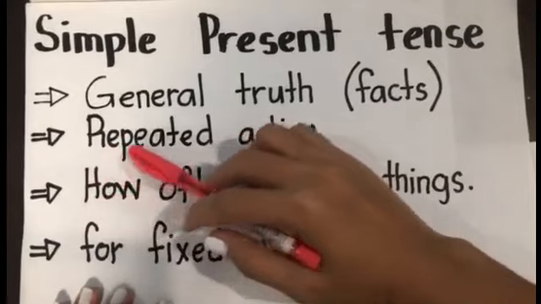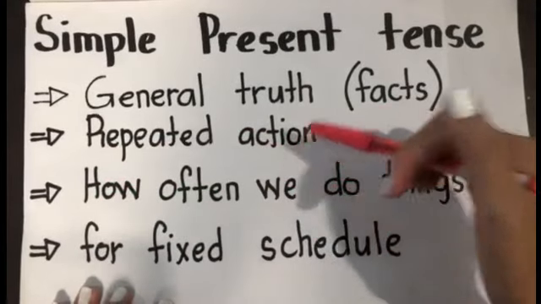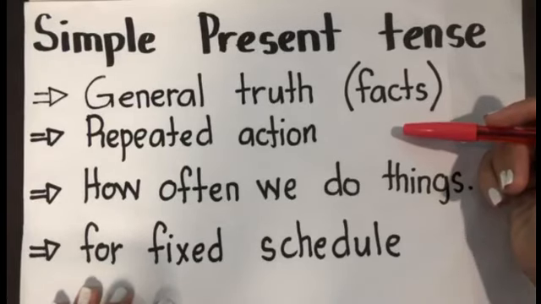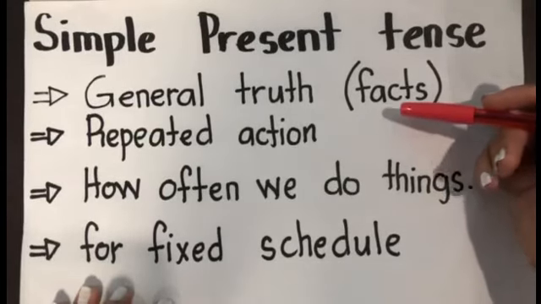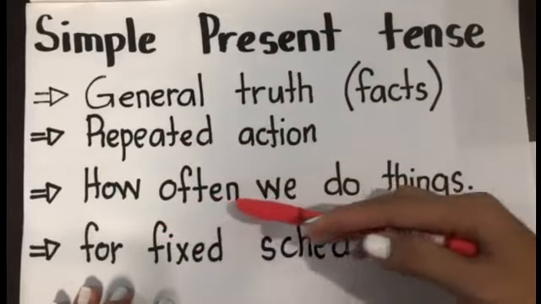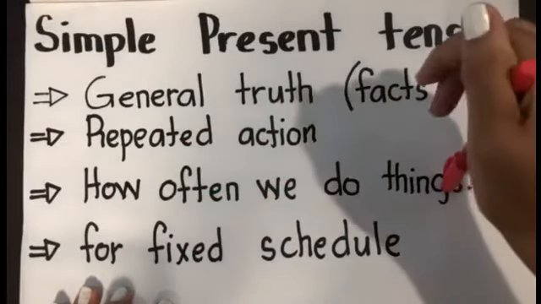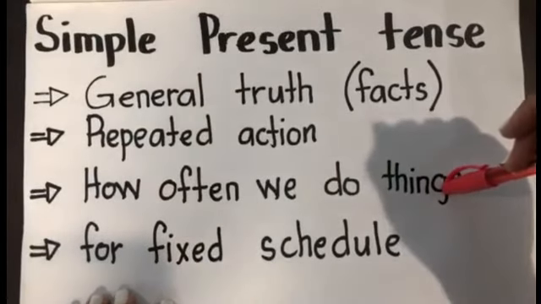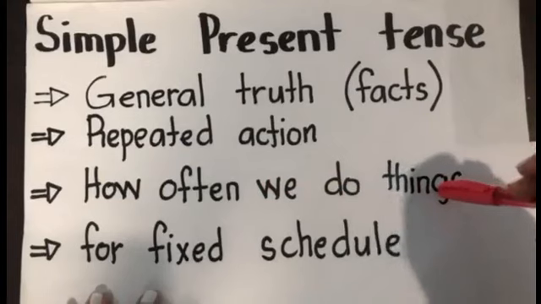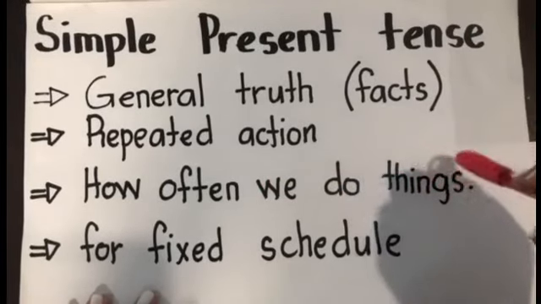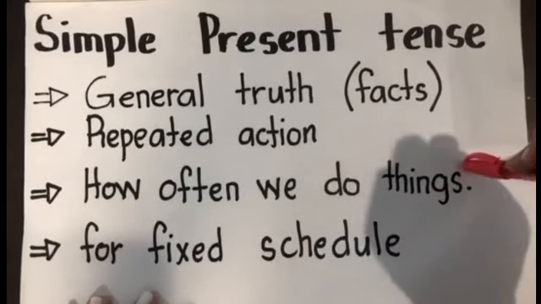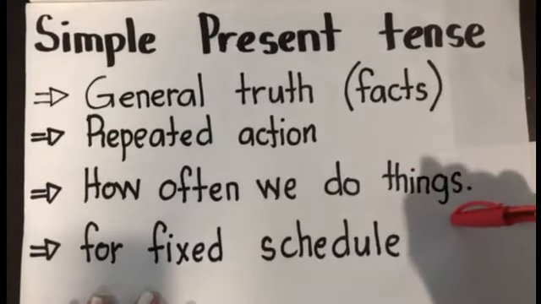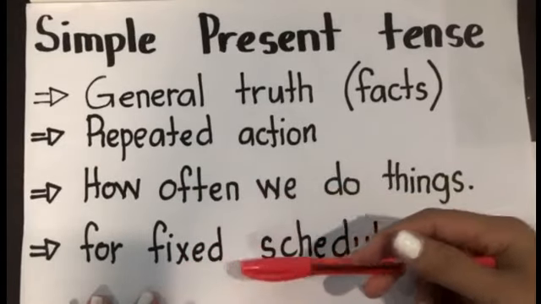Next, about repeated action. It's like our daily routine in life, just like what we do again and again. Next, how often we do things, especially if we use the adverb of time, like always, sometimes, usually, more often, or very often. That's all. Next, for fixed schedule.